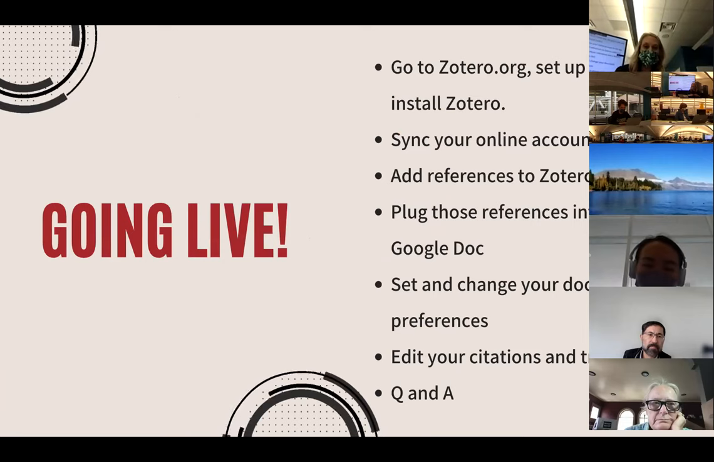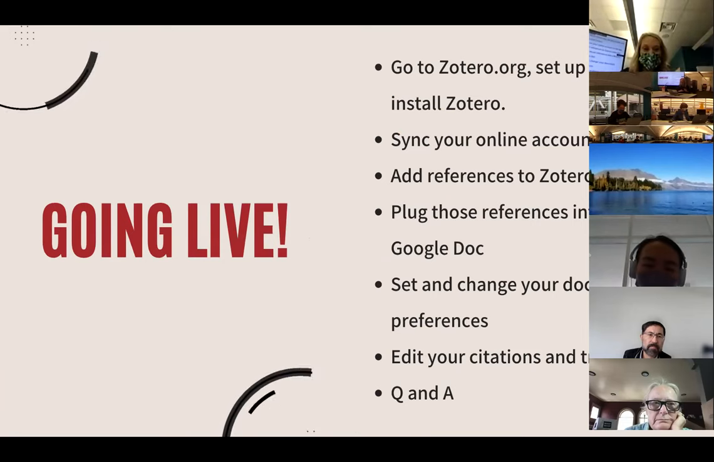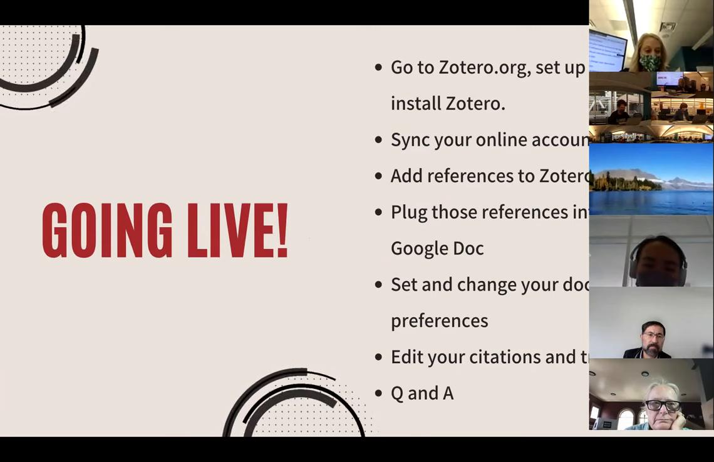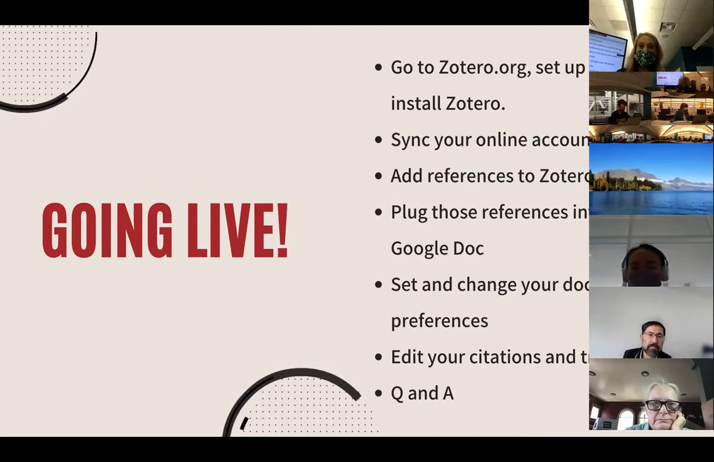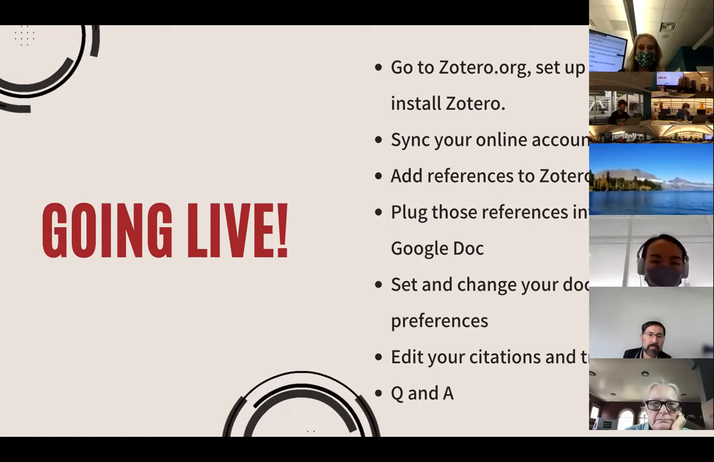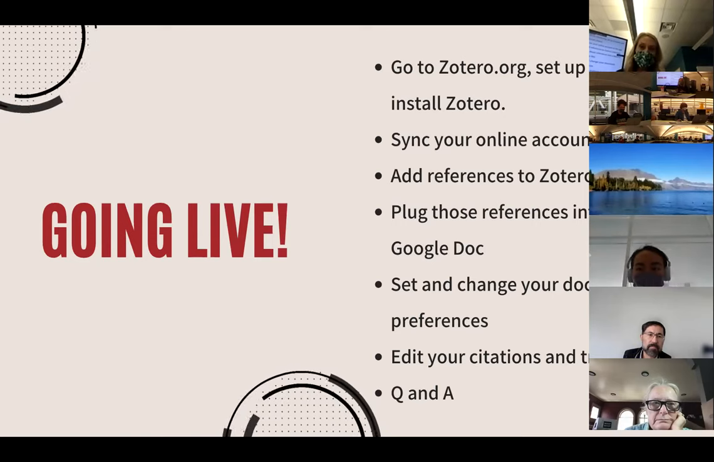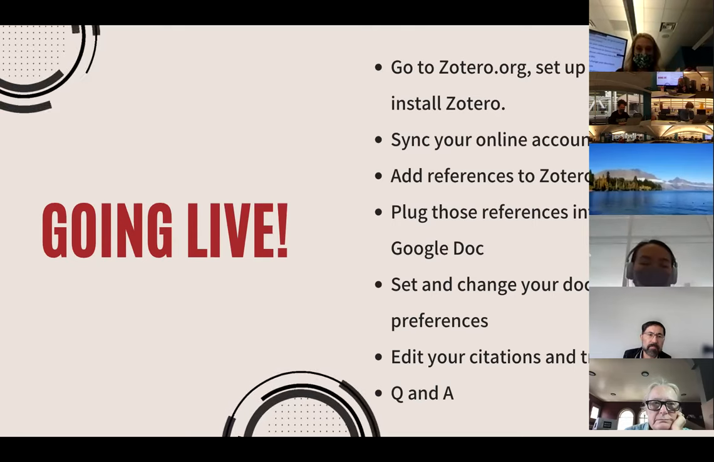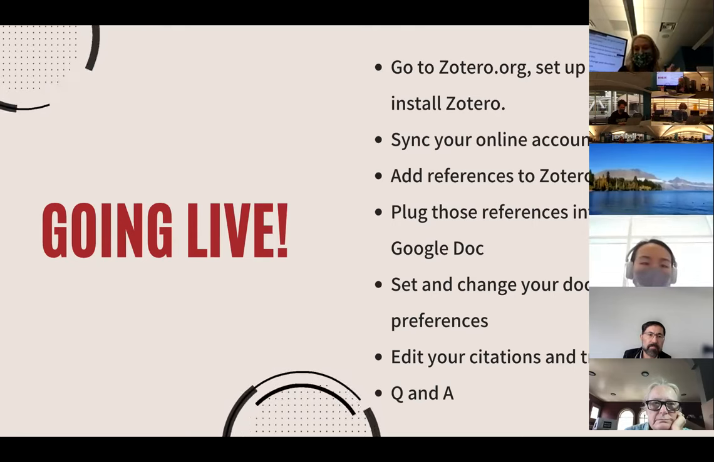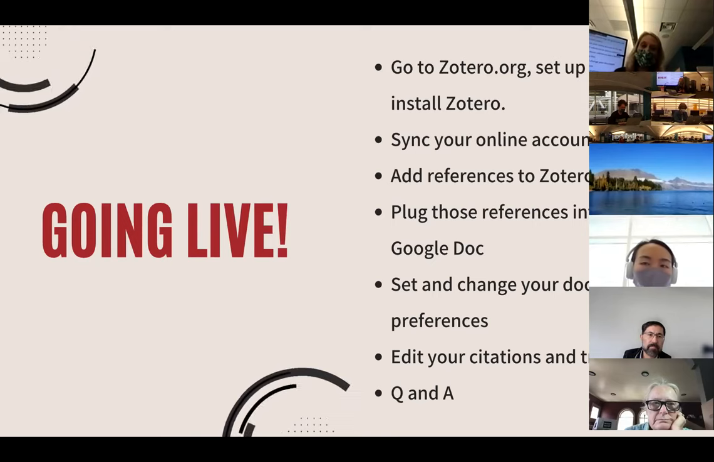Okay, so now we're going to go in and start working in Zotero. I really hope by the end of this hour, everyone feels comfortable doing the basics. If not, always feel free to reach out. I'm happy to sit with you. But the first thing we're going to do is go to Zotero.org. If you haven't already done so, we're going to set up an account and install Zotero. After we do that, we will go to the app and sync your online account with your app to make sure that your library is being sent up to the cloud and that it's safe and secure.